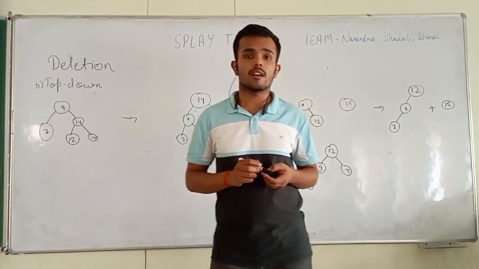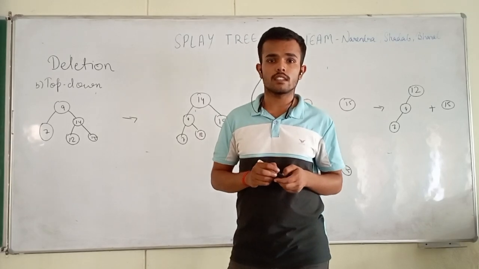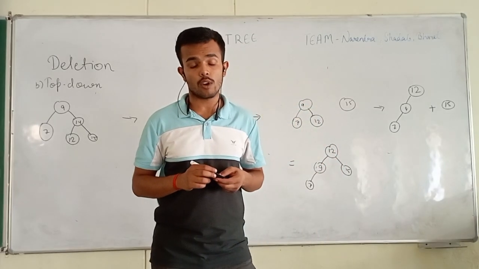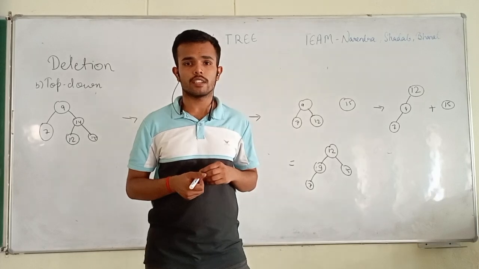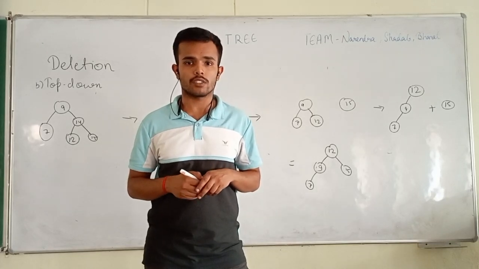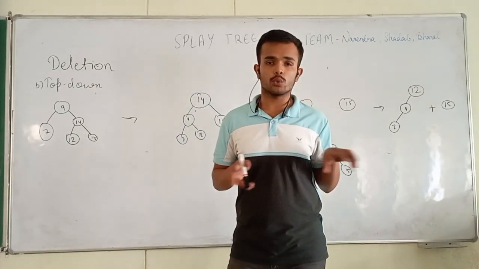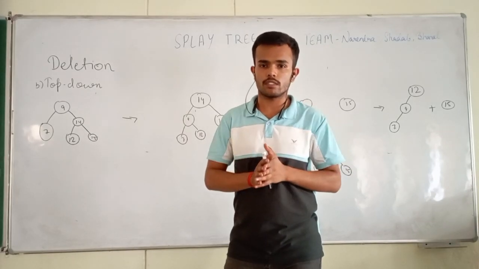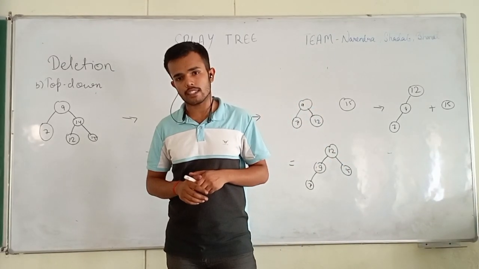Earlier we have seen bottom-up splaying. Now we will see top-down splaying. In top-down splaying, we first splay the tree and then we perform the delete operation, and finally we get two subtrees and we perform a join operation.